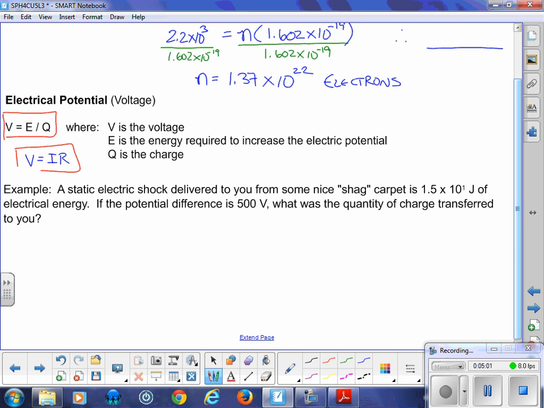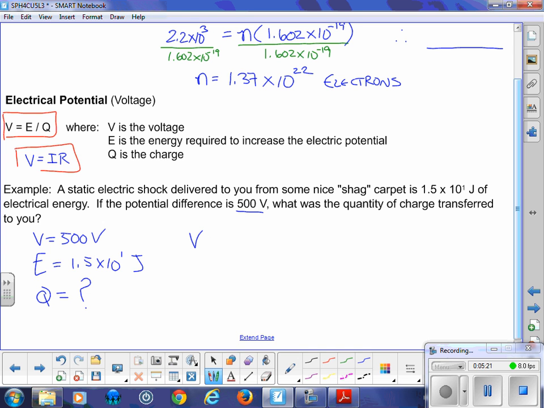So voltage, we know V. It's a dead giveaway because of the unit. So 500 volts was given. Now, you need to recognize that 1.5 times 10 to the 1, because it's in joules, that's a measurement of energy. And we are looking for what quantity of charge. Charge is Q. So that's our unknown.